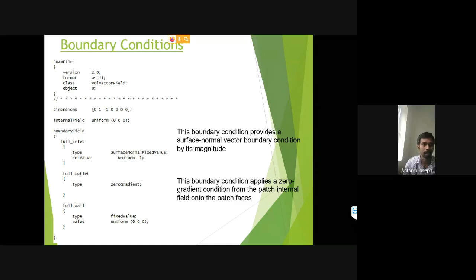So that's why we are giving the outlet velocity as zero gradient. We are not specifying any value. Then for the wall region, we are giving the no slip condition. That means the velocity will be zero at the wall. So we are giving it as a fixed value, which means the value is not changing, and we are assigning the value of 0, 0, 0. So this is about the boundary conditions for the velocity.